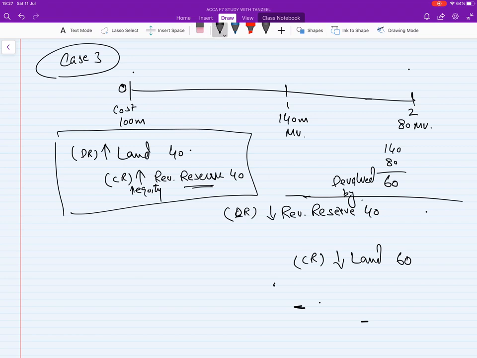So the standard says if you have a devaluation, reverse the revaluation reserve before you put anything into profit and loss. The remaining balance amount you can put into profit and loss. You debit profit and loss because expense is increasing. You consider this expense in profit and loss of 20. So this is the way you record your double entry.